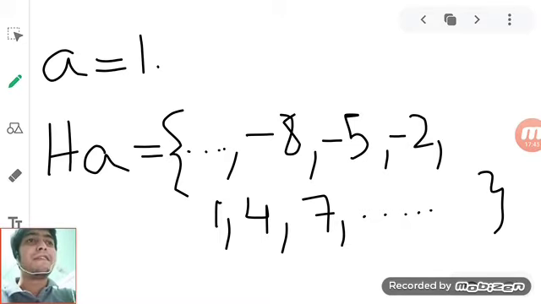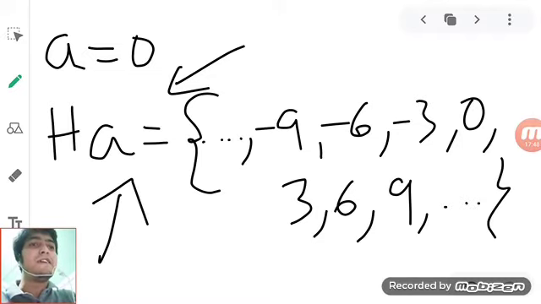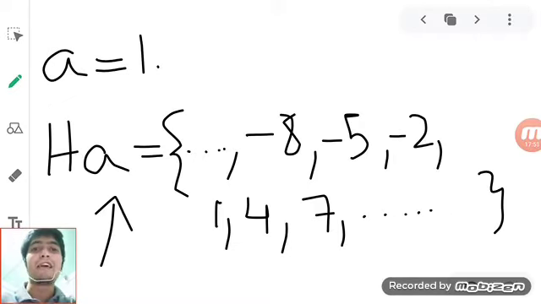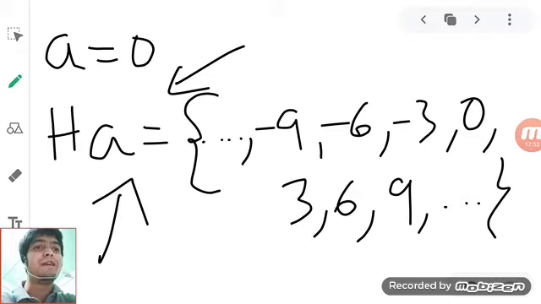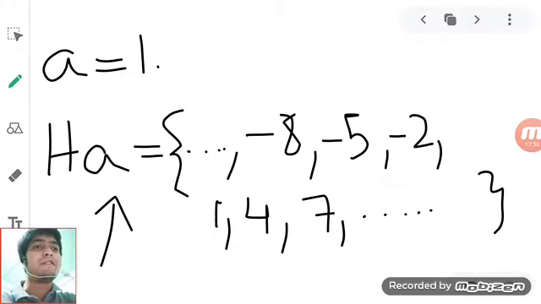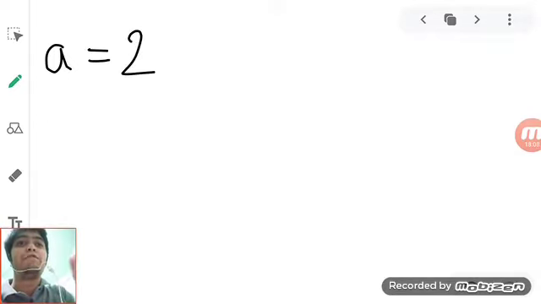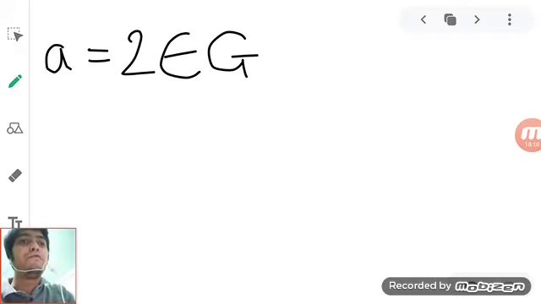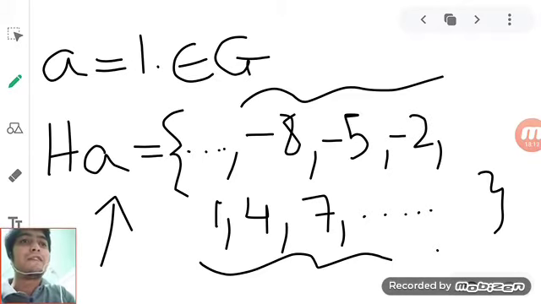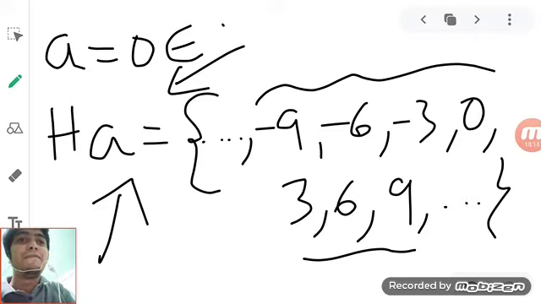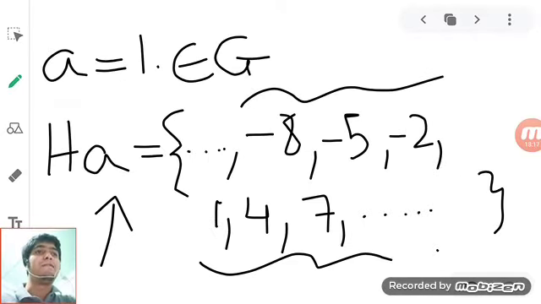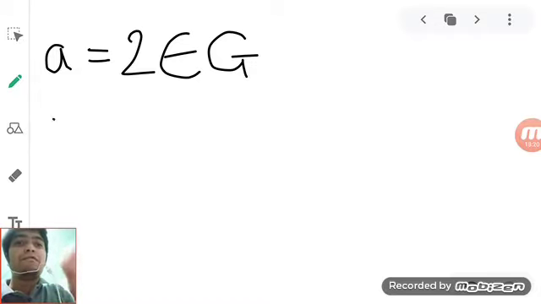But now let us see, is this HA equal to this, or are they different? If you take a look, the numbers are different. So that is why we are still having different cosets. If we still are having different cosets, what will we do? Now we will take the value of A equal to 2. Again, this value of 2 we are taking from G, it's not that we are taking it from H. Okay, so let's see. Now what will be HA?